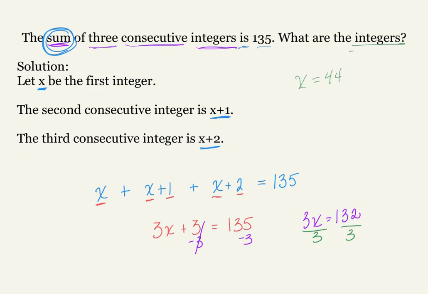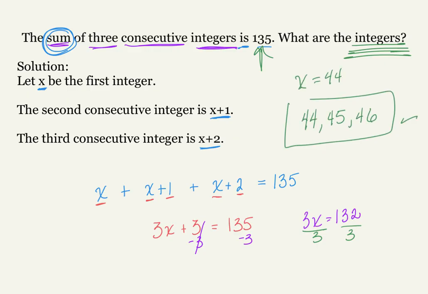But they wanted all of the integers. You are not done with that problem. The answer to all of the integers is 44, 45, and 46. Now, is that reasonable? Well, if you add 44, 45, and 46, you get 135. So yes, that is reasonable.